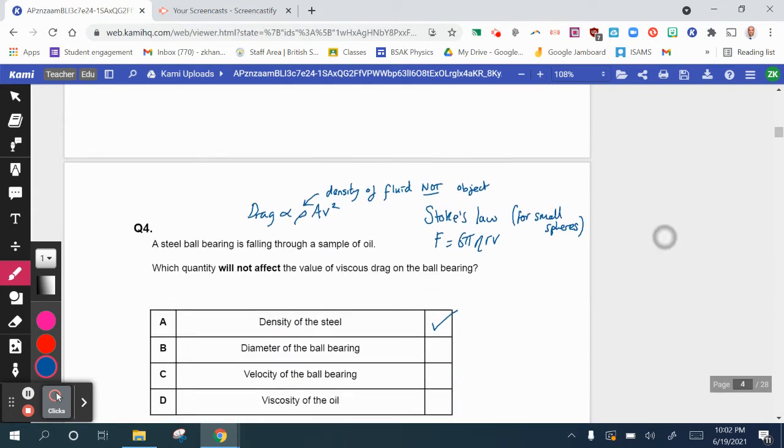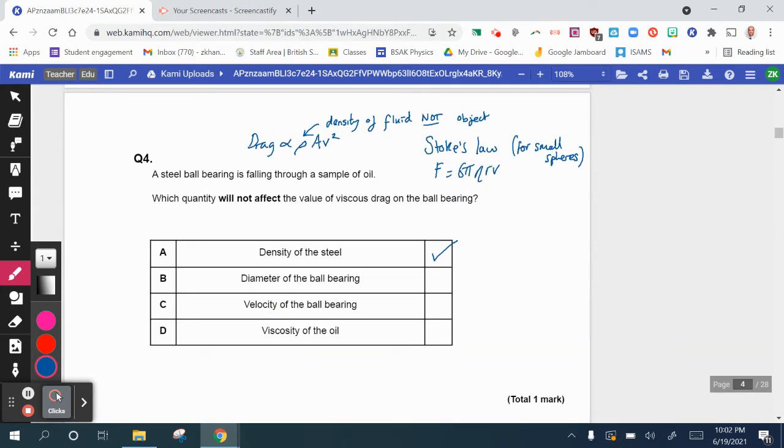Okay, question 4. This question here, which quantity will not affect the viscous drag on a ball bearing? Now, here, ball bearing, small sphere, we know from the Edexcel syllabus that Stokes' law applies for small spheres. So there's your formula that links the drag to the viscosity, the radius of the sphere, and the terminal velocity.